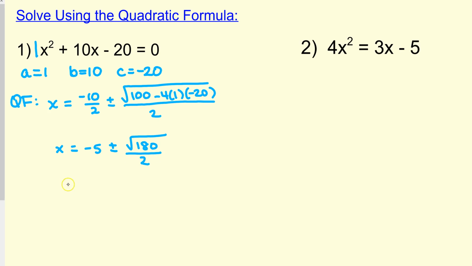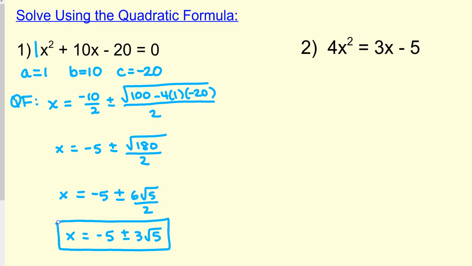And then 180 has some perfect squares, so when you factor out the perfect squares, you end up with negative 5 plus or minus 6 square root 5 over 2. And then finally, we can reduce the 6 over 2. So we have x equals negative 5 plus or minus 3 square root 5. And if you look back at your notes from last time, we did the same problem when we were completing the square. We just did it a different way, and you'll notice that we have the same answer.